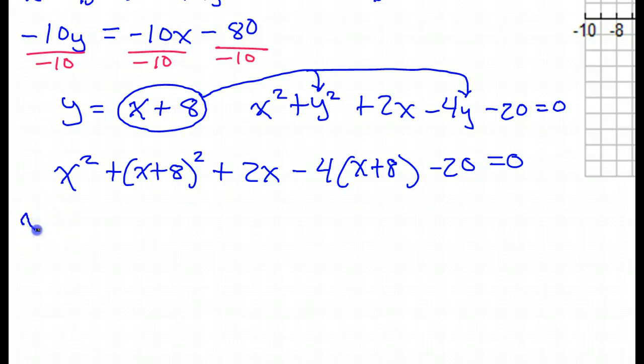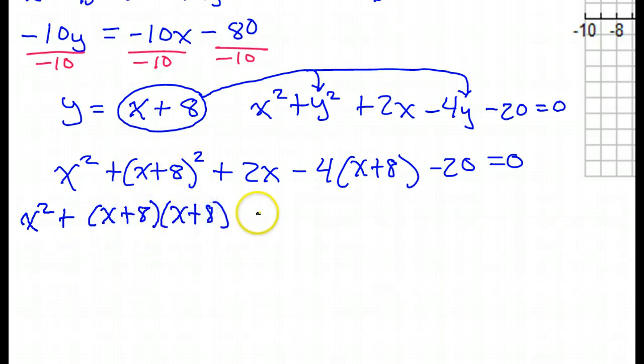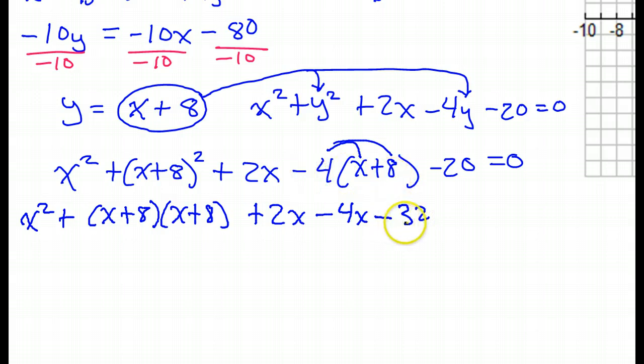So I should be able to solve this for x one way or another. So this is going to be x squared plus, now x plus 8 squared, that's, you know, x plus 8 times x plus 8, right? Plus 2x. This needs to be distributed. Treat it as a negative 4, all right? Not just a 4, it's a negative 4. So this will be negative 4x and negative 32, all right? Negative 4 times 8, negative 32, not positive. This right here is a common place where students will mess up. Equals 0.